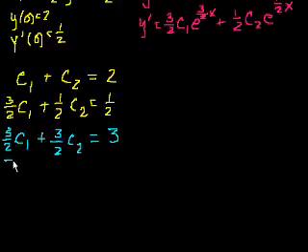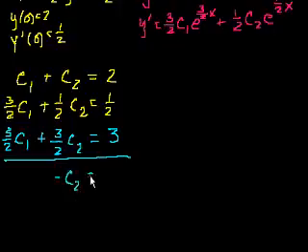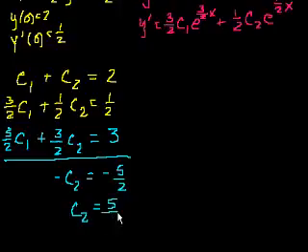And now, let's subtract, well, I don't want to confuse you, so let's just subtract the bottom from the top. So this cancels out. What's 1/2 minus 3/2? 1/2 minus 1.5. Well, that's just minus 1, right? So minus c2 is equal to, what's 1/2 minus 3? That's minus 2.5, or minus 5/2. And so we get c2 is equal to 5/2.